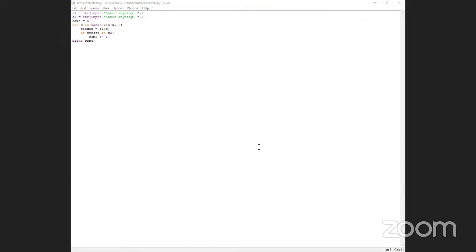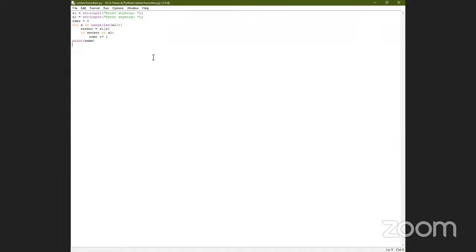For S in range length of S1, seeker equals S1S. Now, Hasna, could you tell me what this line does? Seeker equals S1S. Like, for example, if this S is 1, so we find the first letter in S1, and then the seeker... Yeah, okay, I get it. So basically seeker is storing each letter of the string.